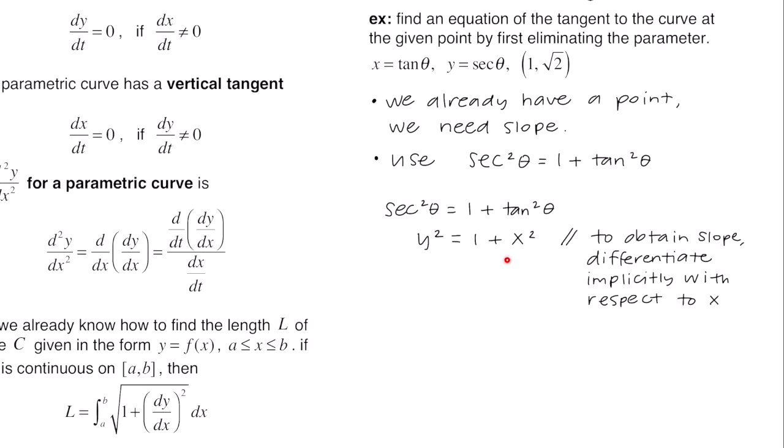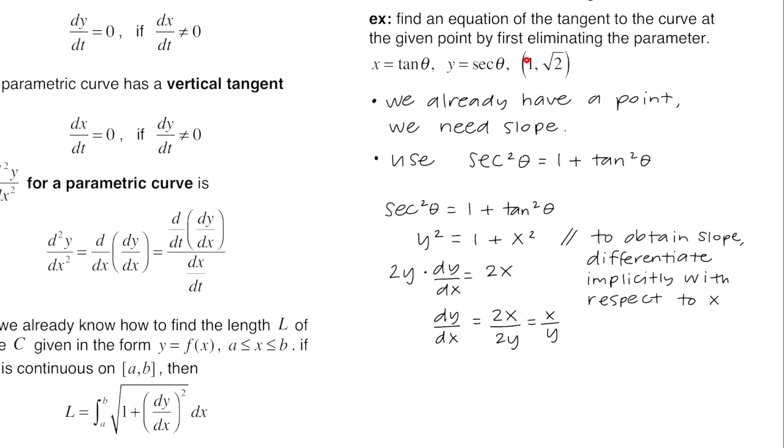Next, to find our slope, which is dy/dx, we're going to differentiate implicitly with respect to x. So the derivative of y squared with respect to x is going to be 2y times dy/dx. The derivative of 1 is 0, and the derivative of x squared is going to be 2x. Next, we want to isolate dy/dx, so we're going to divide both sides by 2y. Next, we can reduce this, so we just get x over y.